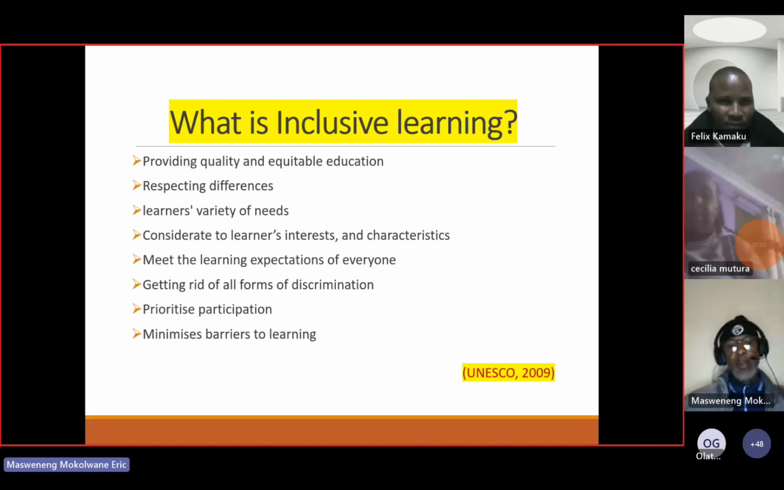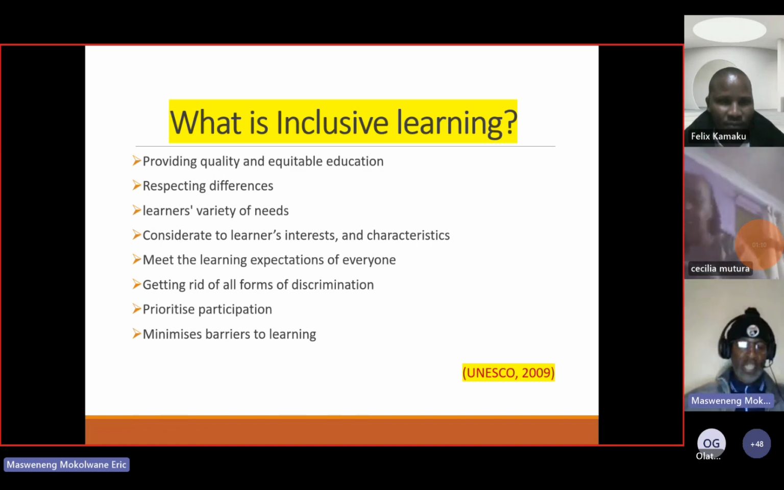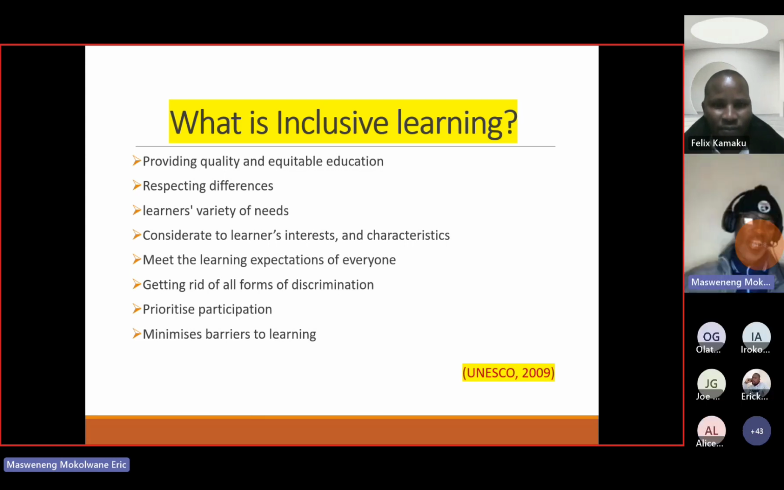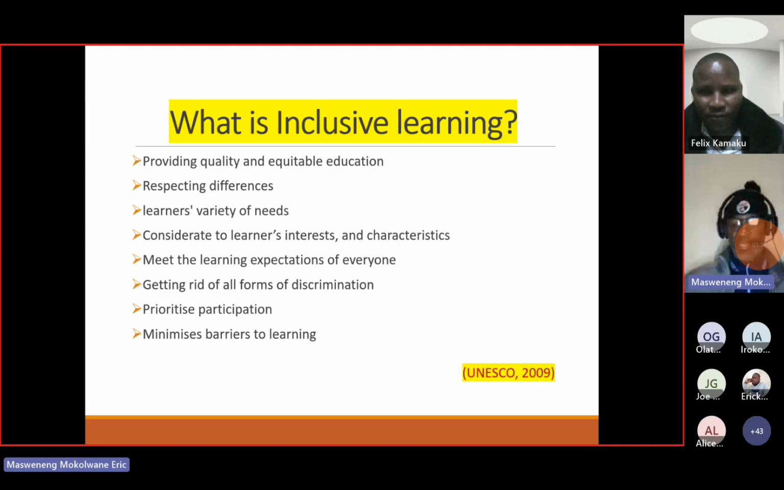It also requires every one of us to meet the learning expectations of everyone and to get rid of all forms of discrimination and to make sure that we prioritize learning participation. And remember that with learning participation, it means we have access to education. Our learners will be able to access education without hindrance, education without any barrier. In that way, we will be minimizing learning barriers. That is what inclusive learning is all about, as stated by UNESCO.